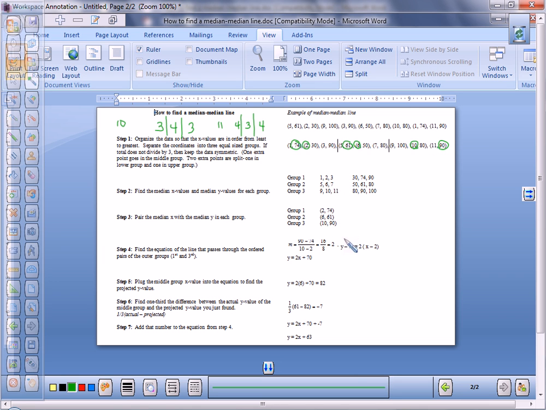What we do is we take the first one and the last one, and we find the equation through those 2 points. So we find the slope, use point slope, and find the equation. Any questions?